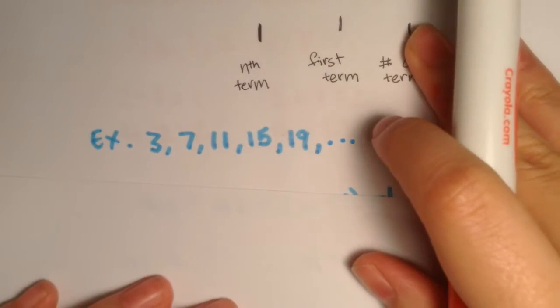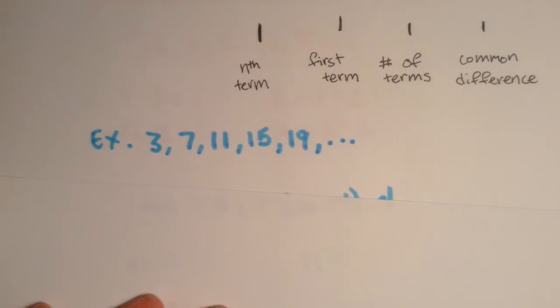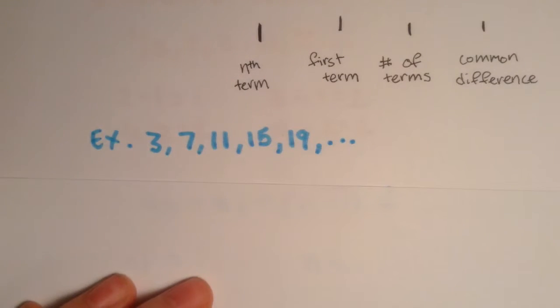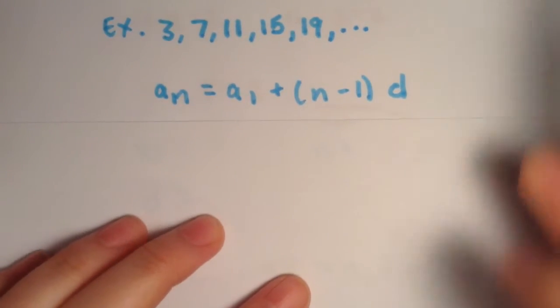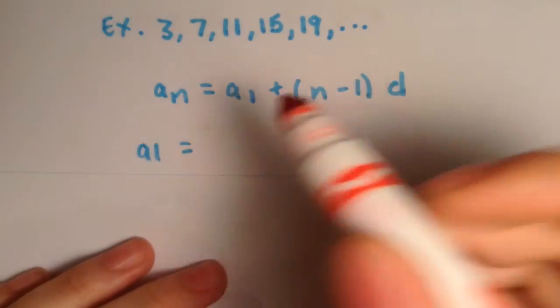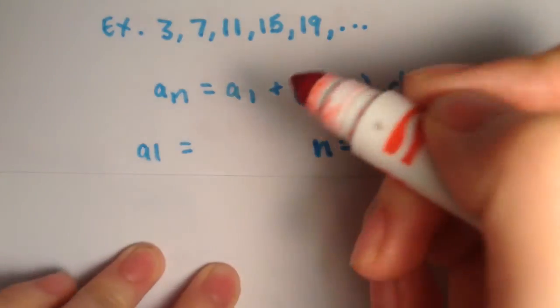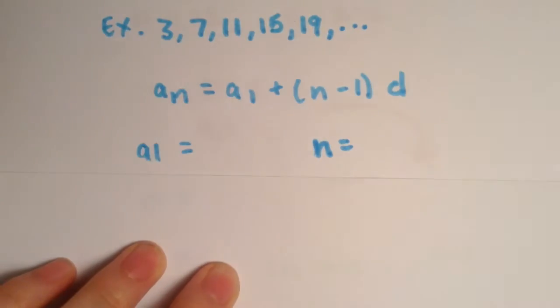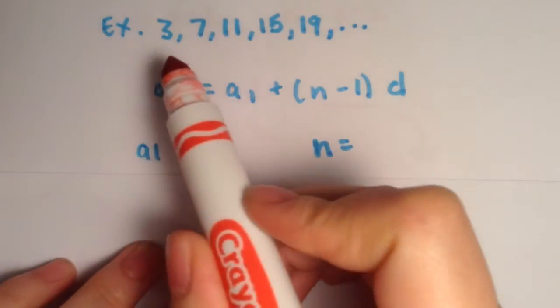So, for example, we have the sequence 3, 7, 11, 15, and 19. This is your equation. Okay, so our a sub 1 is the first term, which is 3.